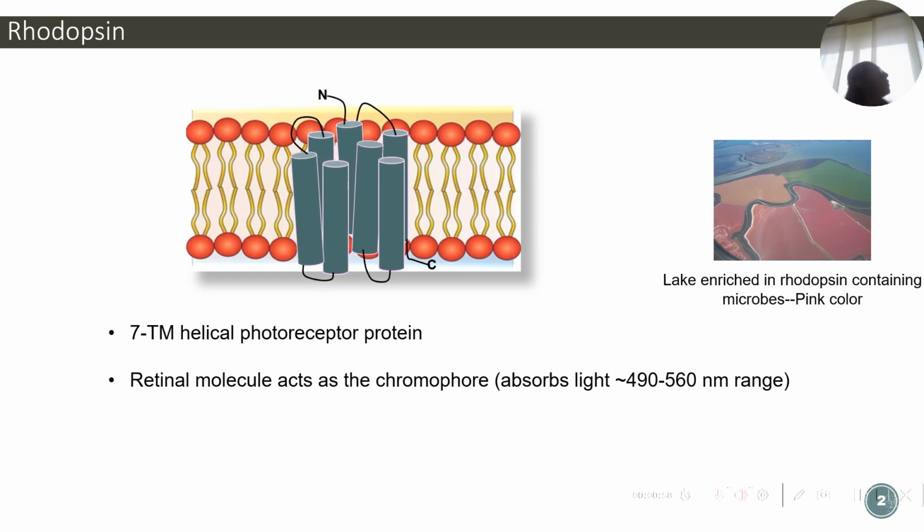Okay. So first, what are rhodopsins? Rhodopsins are membrane proteins. They are photoreceptor proteins, and they consist of 7 transmembrane helices. Inside the protein, it contains a chromophore, which is a retinal chromophore. This is covalently bound to the protein, and this retinal chromophore acts as the light receptor. This absorbs in the range between 490 and 560 nanometers.